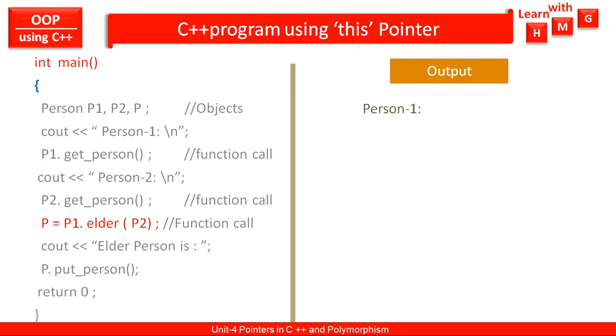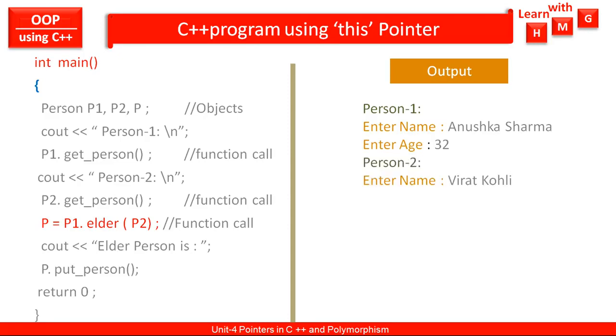Person 1, enter name. Suppose the name of the person is Anushka Sharma, age 32. Person 2, the name is entered as Virat Kohli, age 31. So I have entered the name and age of the first person and the name and age of the second person, that is Anushka Sharma and Virat Kohli, and their ages are 32 and 31.